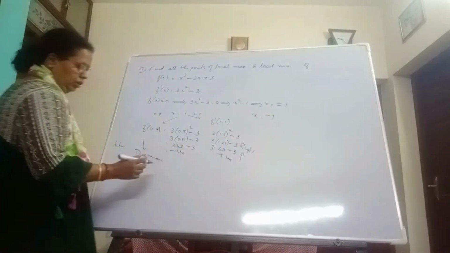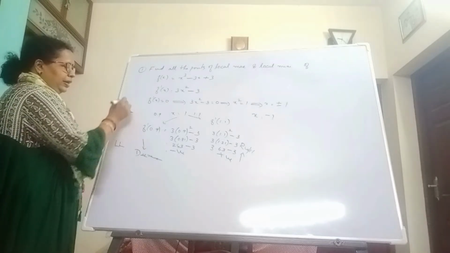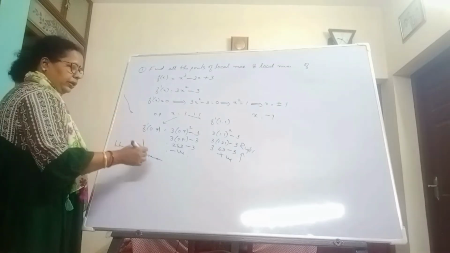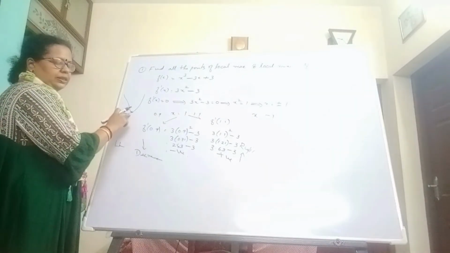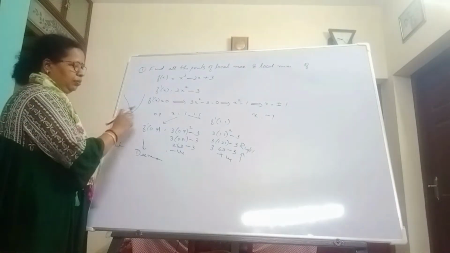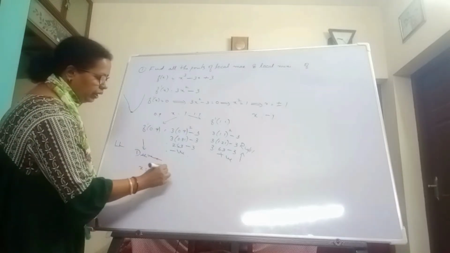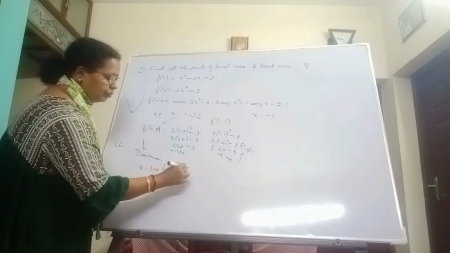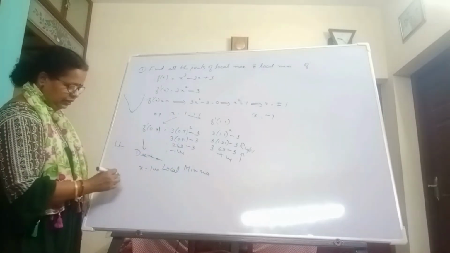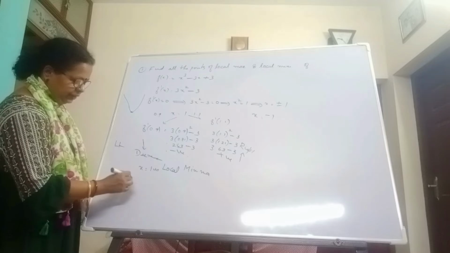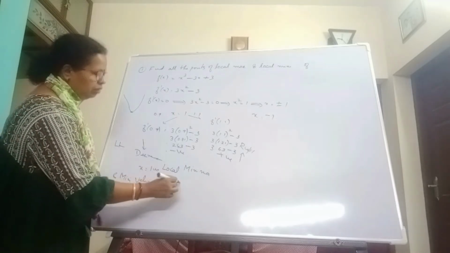So what we got? On the left side, decreasing. At this point, on the left side, decreasing, and on the right side, increasing. So what is it? It is local minima. So we got x equal to 1 is local minima. And what is the minimum value? The minimum value is f of 1. What is f of 1?